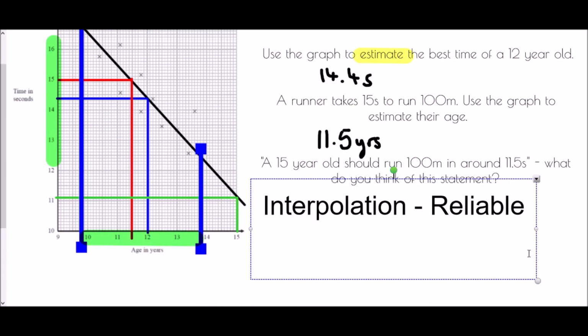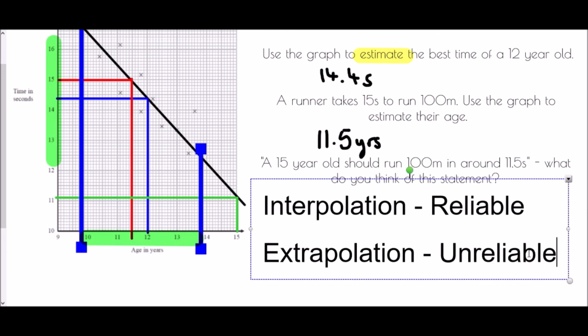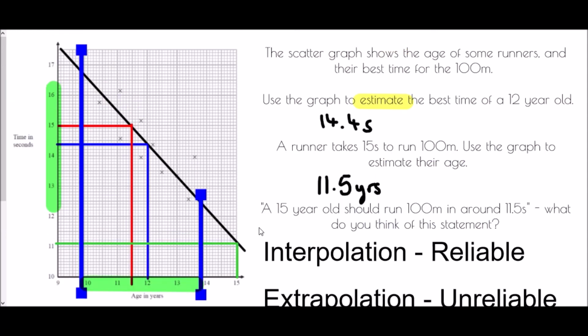And extrapolation means to take an estimate from outside of the data, and that is very unreliable. So if you ever take an estimate from outside of a data range, you cannot be very reliable with it. And that is a problem, because if we did take any estimates here, we don't know what has happened in between those points. So we can't tell if this trend that we're seeing would actually continue.